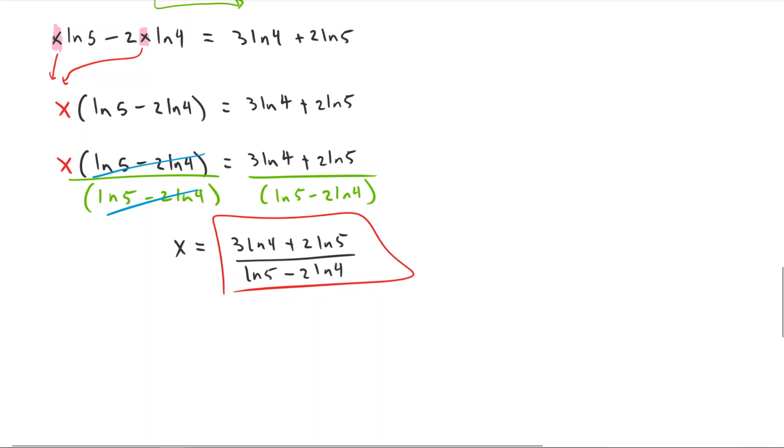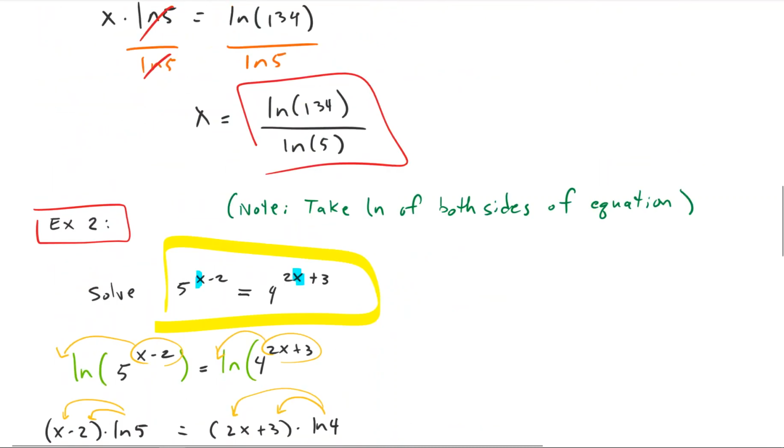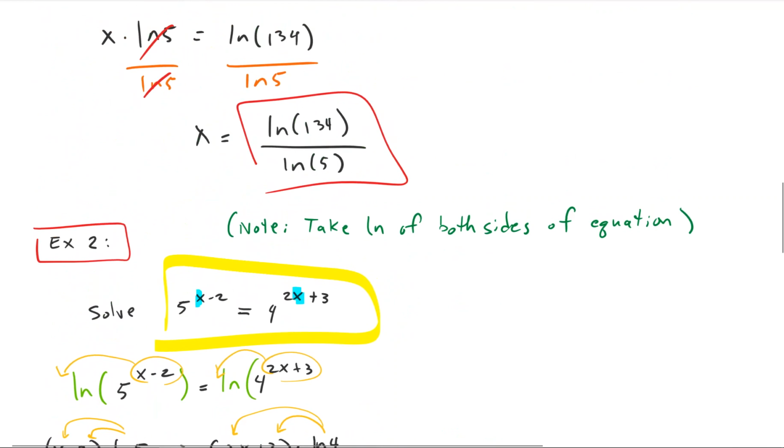So, maybe I should note that the answer, 3 ln of 4 plus 2 ln of 5, quantity all divided by ln of 5 minus 2 ln of 4, is approximately negative 6.34 if you put it into a calculator. And also our last example, I should probably tell you what that is. This is about ln of 134 over ln of 5, which is about 3.04.